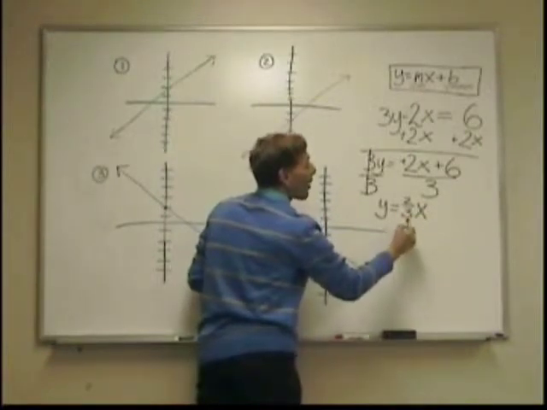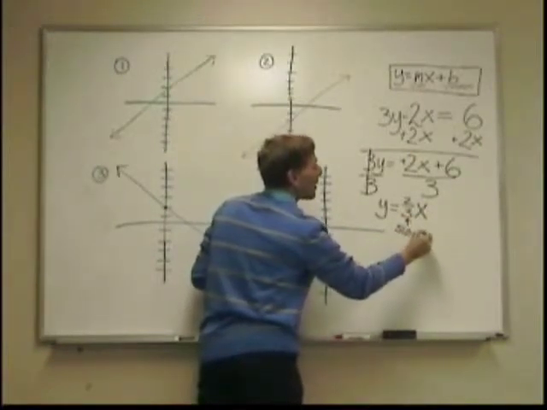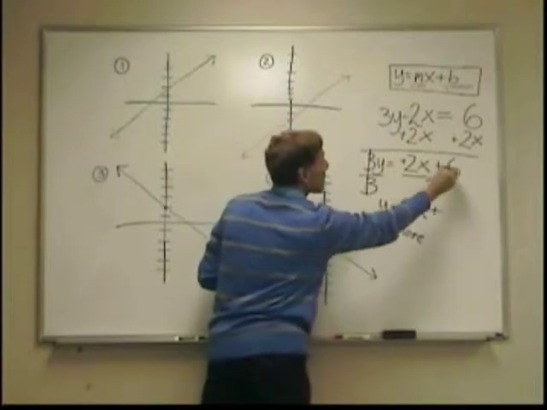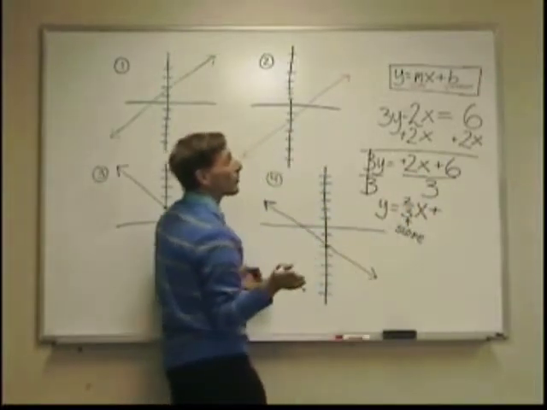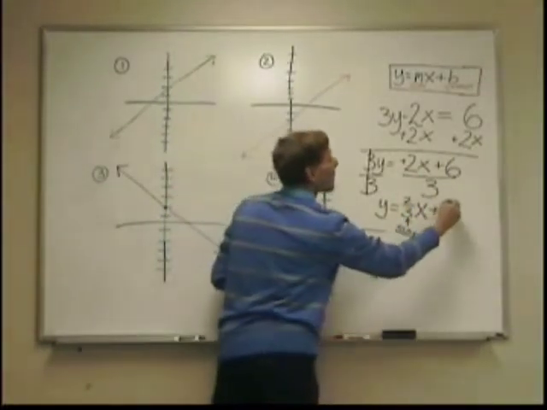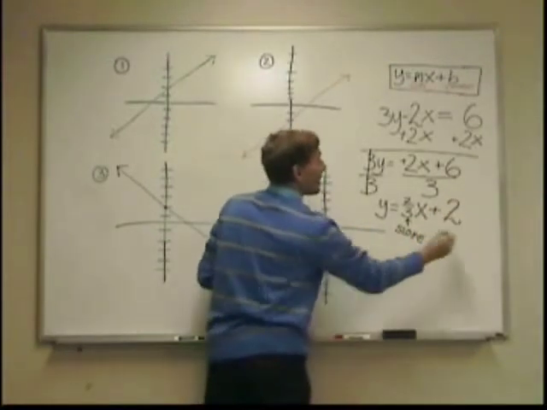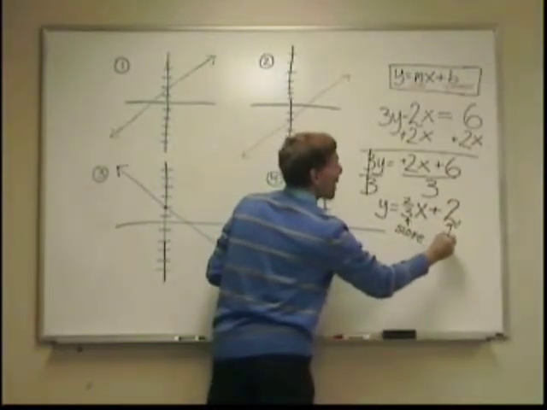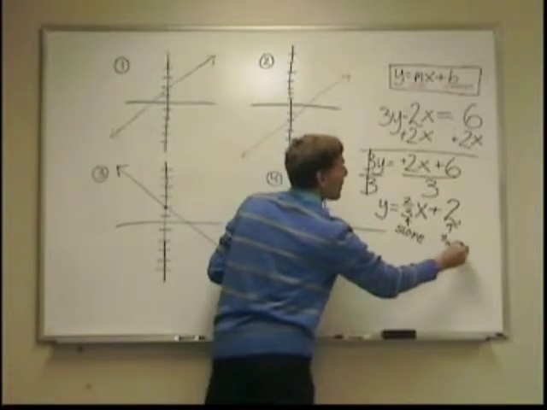That's going to be my slope, plus 6 divided by 3. Both signs are positive. That will give me a plus 2. And that's my y-intercept.